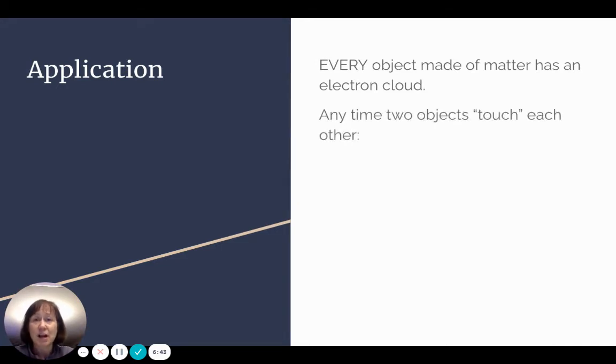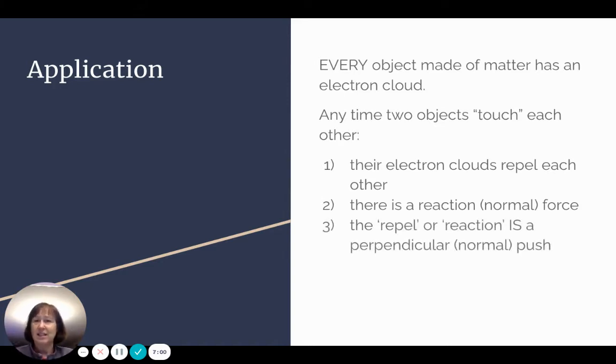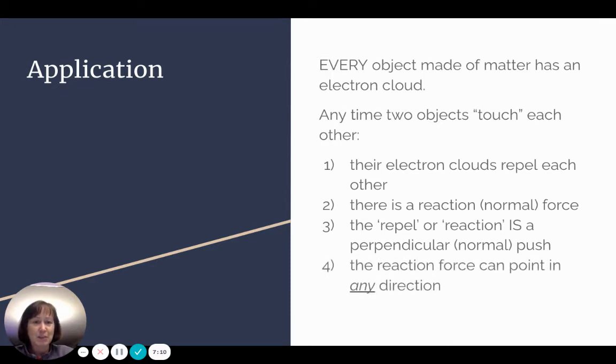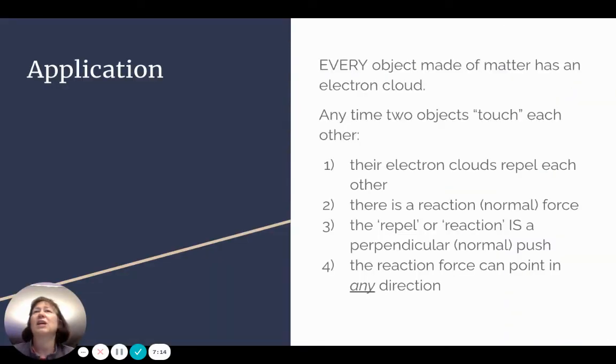Anytime two objects touch each other, and I have touch in quotes because we know nothing ever touches, it just hovers near, their electron clouds repel each other, and that is what adds up to the reaction or normal force. And this is repelling, so it's a push. And it just so happens that it's perpendicular. But the reaction force can point in any direction, because it just depends on how the objects are oriented to each other.